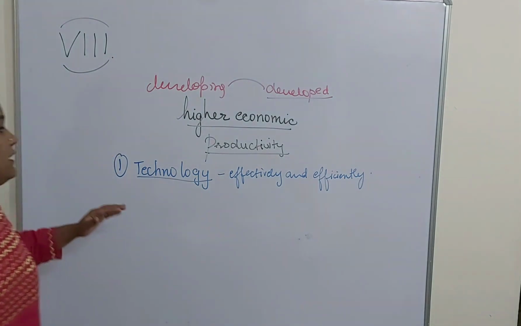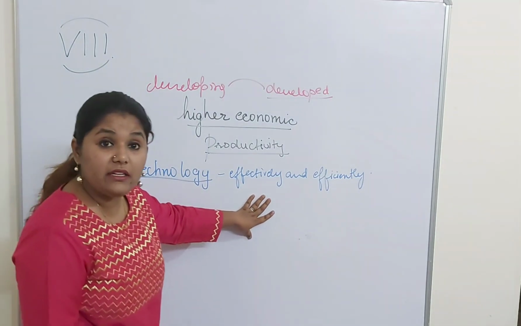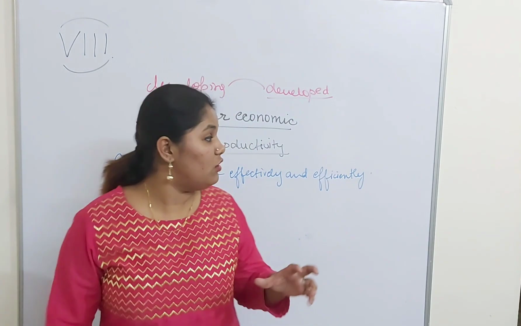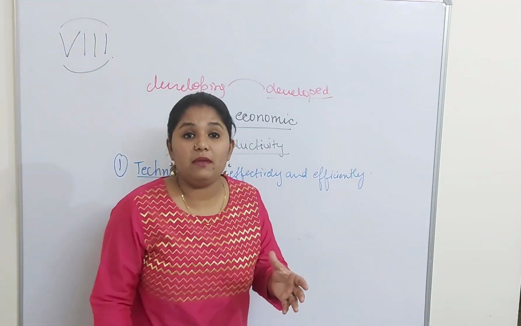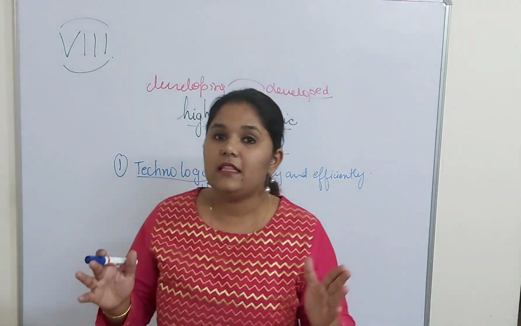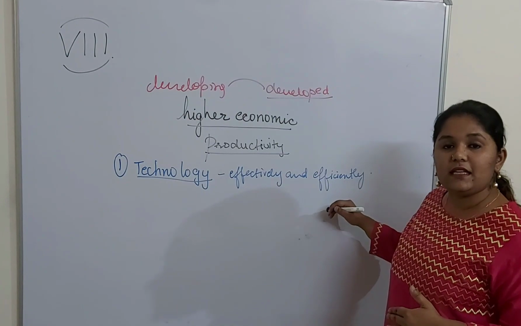Technology has to be developed in such a way that it is effective for a resource. That means it can extract the maximum out of a resource, and it should be efficient. That means when we can use a small resource and satisfy more of our needs, then that technology will be called efficient technology. Is that clear?